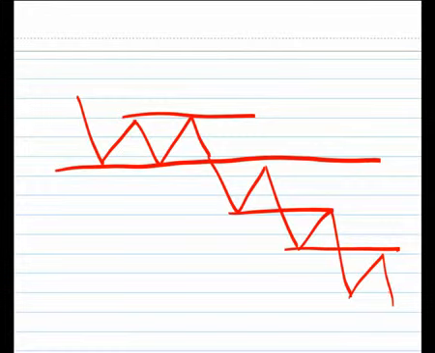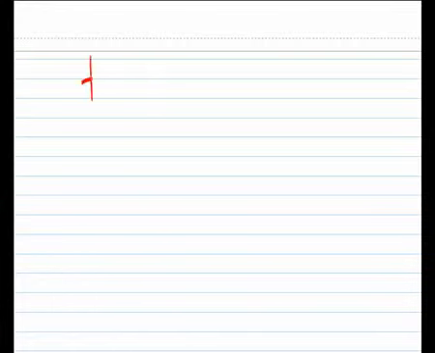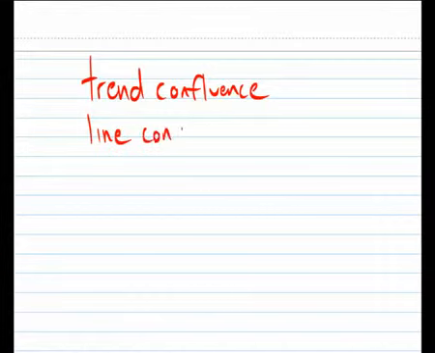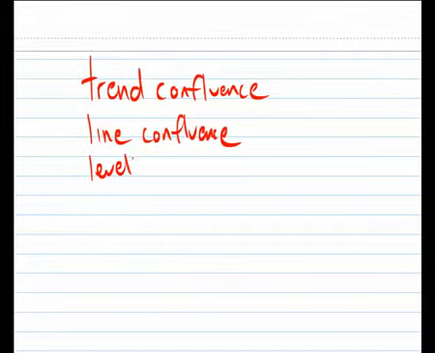So we're going to be combining two things, and that is trend confluence, and line confluence, or we might even substitute a level in there with that one. So line or level confluence.